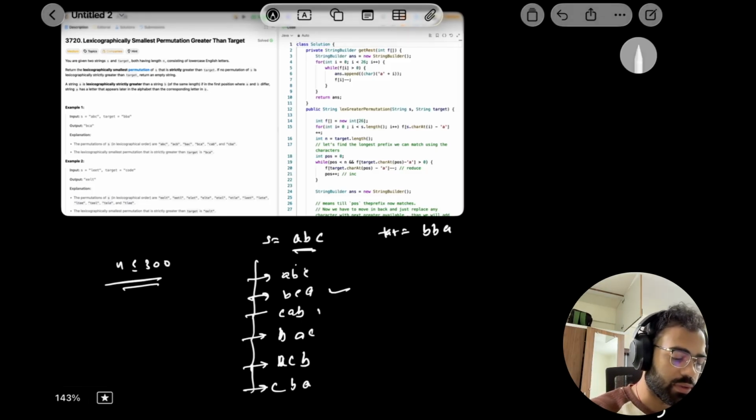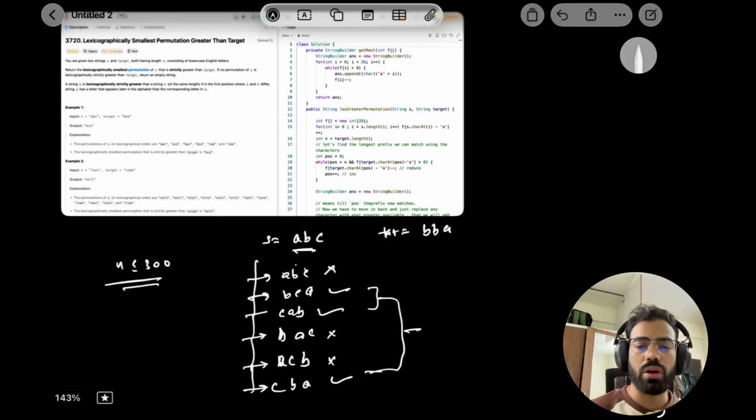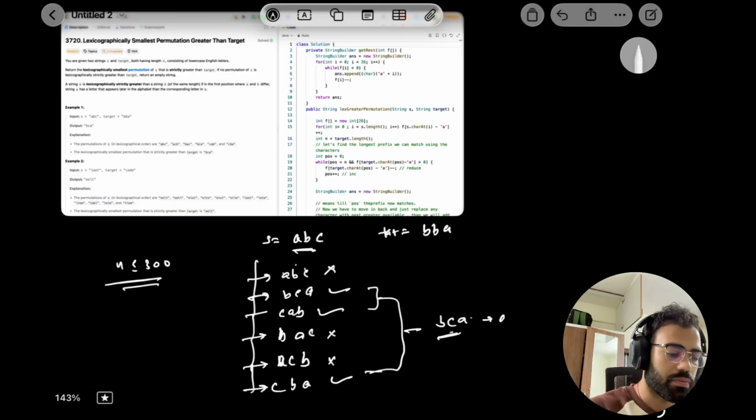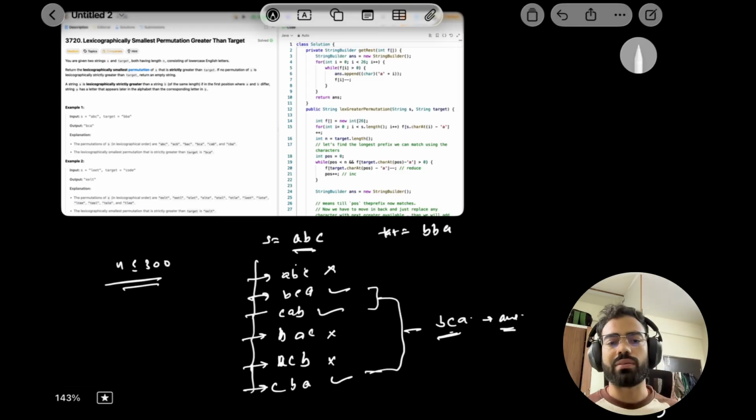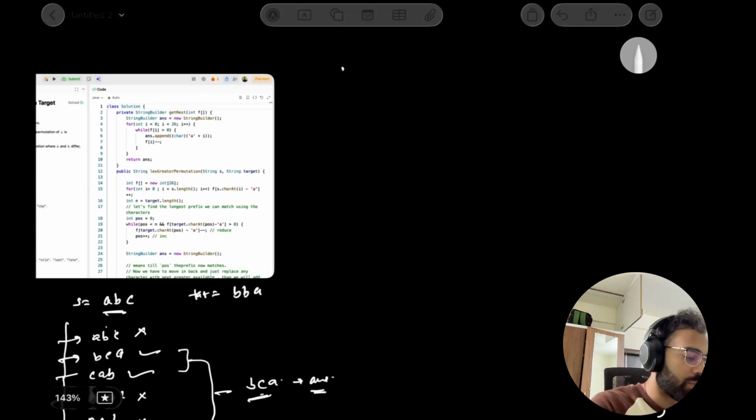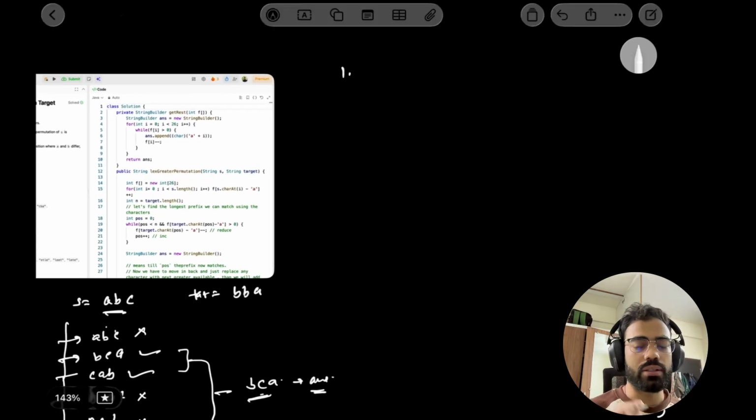Now among these, which are greater than b, b, a? This one is greater, this one is greater, this is not, this is not, this one is greater, this is not. So out of all these three, which one is lexicographically smallest? See, b, c, a, so b, c, a is our answer. So this is what we have to do. Now, when I generated these permutations, we observed one thing. First, what we observed: the order of characters does not matter.